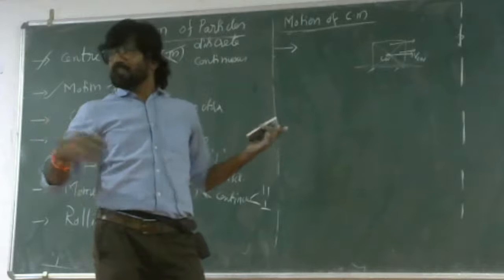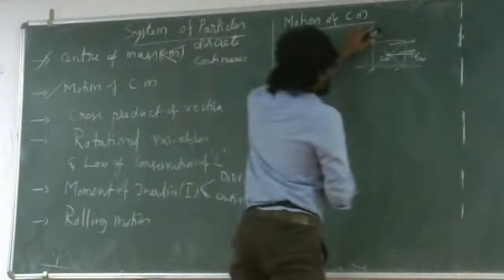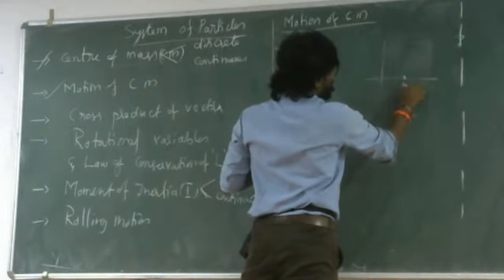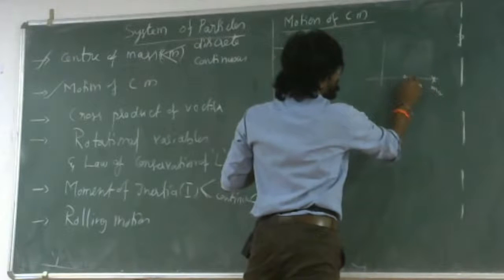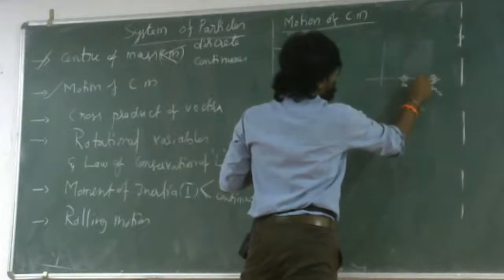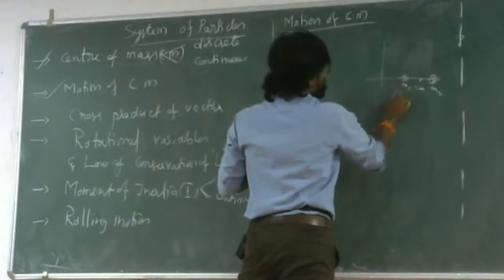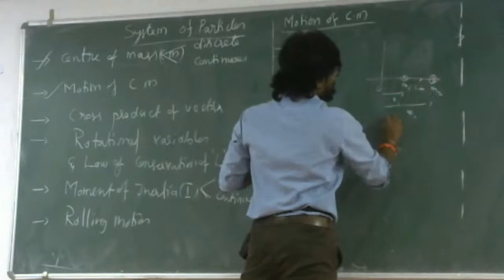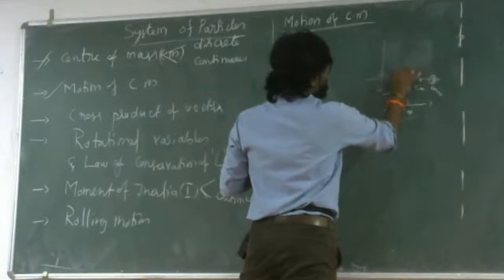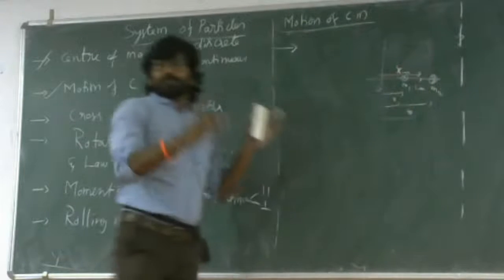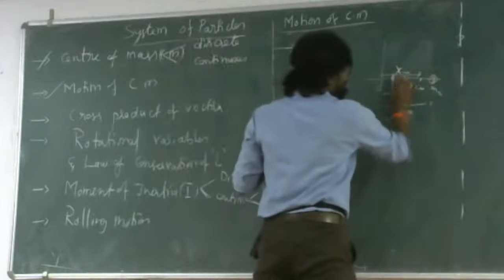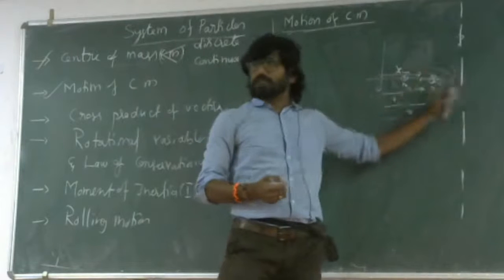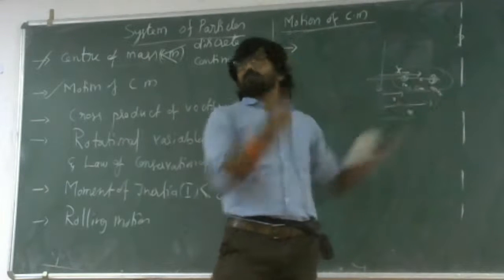A system can be made of discrete particles also. For example, take a two-particle system with particles m1 and m2. Following everyone? The center of mass lies somewhere here; this is the origin, this is x1, this is x2, and the position of the center of mass is xcm. If the two particles form a system and it is moving, the position of the particles changes, so the position of the center of mass will change.